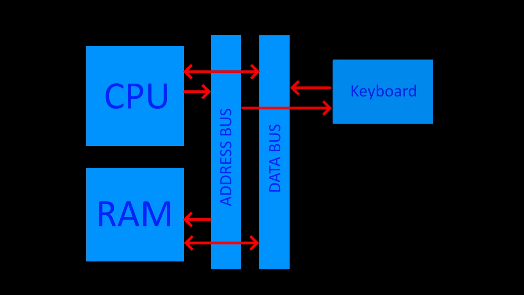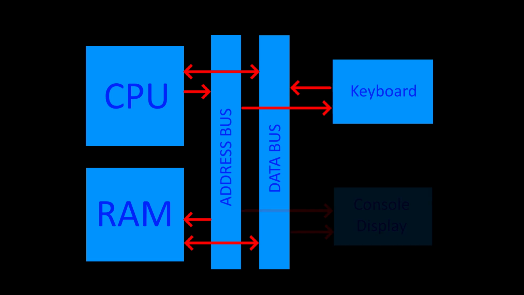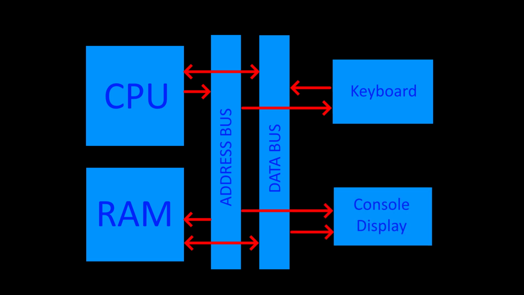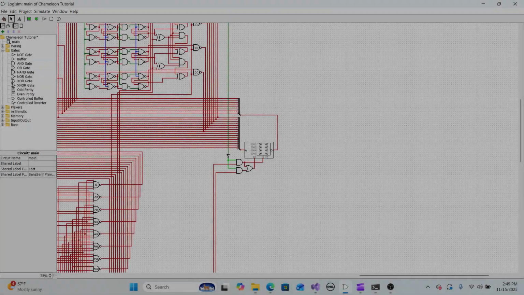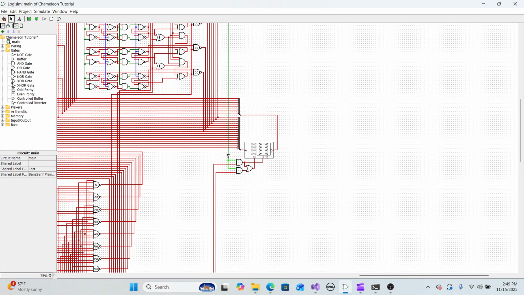For example, we can map a keyboard to a certain memory address, and then whenever we want our computer to get input from the keyboard, we simply read from the address we mapped the keyboard to. If we want to send output to a console, we can simply map the console to another memory address. That way, writing to the console is as simple as writing to that memory address. In this video, we will be adding two I/O devices to our computer, a keyboard and a teletype console display.